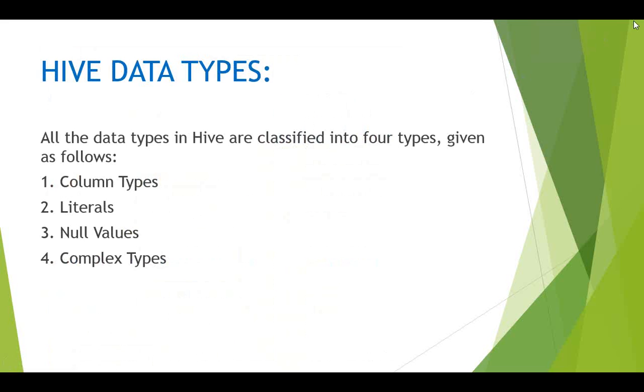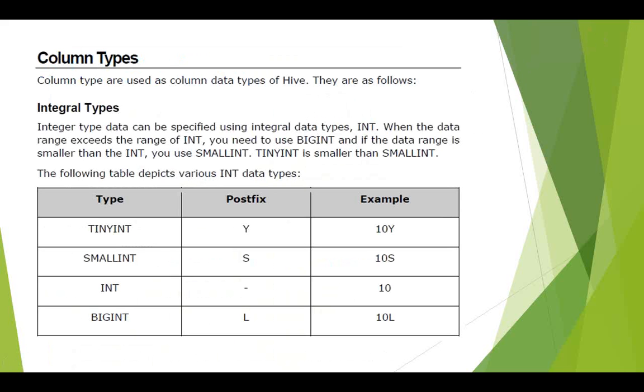So the first group is known as the column types, the second one is the literals, the third one is the null values, and the fourth one is the complex types. Now we have to see how these different data types differ from the others. So what is the first one? That is the column type. In the column types, there are many different subtypes.